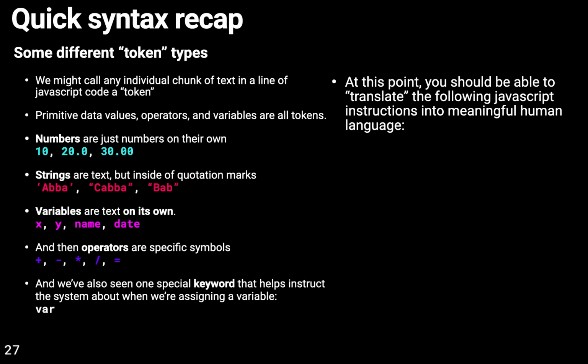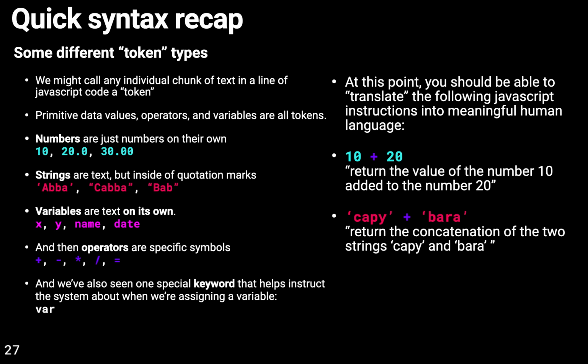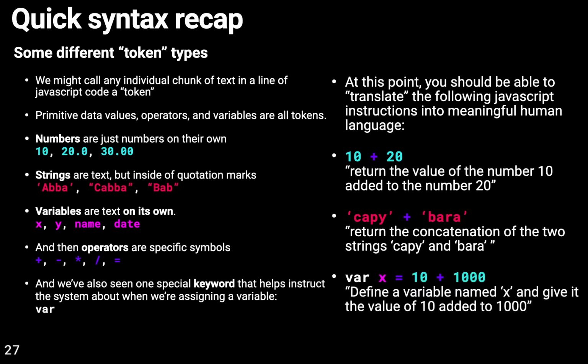So at this point, you should be able to translate the following JavaScript instructions into meaningful human language. For example, 10 plus 20 means return the value of the number 10 added to the number 20. The string cappy, the plus operator, the string bara, should say to you, return the concatenation of the two strings cappy and bara.